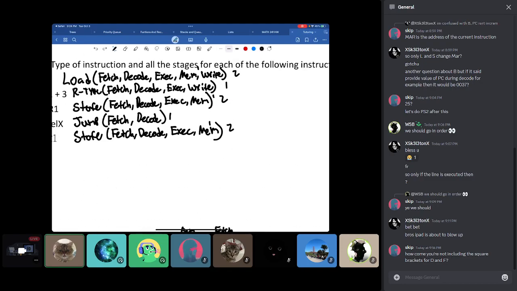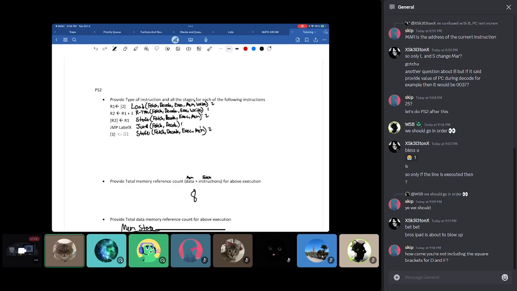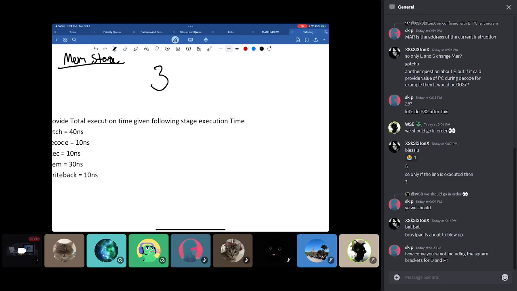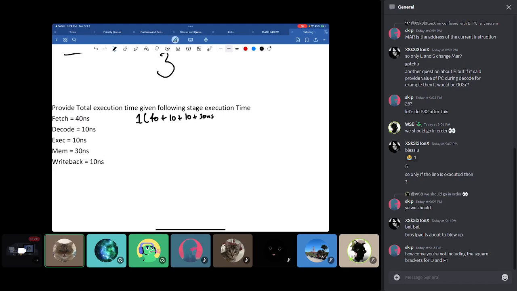We have 1 load type. We know the load type is fetch, which is 40 nanoseconds, plus decode 10 nanoseconds, plus exec 10 nanoseconds, plus mem 30 nanoseconds, plus write back 10 nanoseconds.